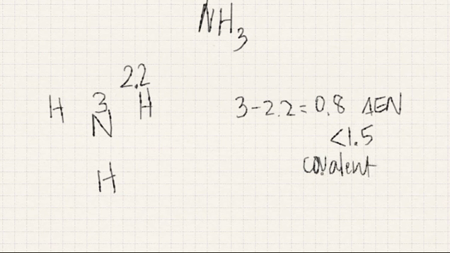Okay, so how many valence electrons are there? So nitrogen, if you look on the periodic table, has 5 valence electrons. So this is part D. 5 valence electrons, and then each of the hydrogens has 1. So that gives us 8 valence electrons.